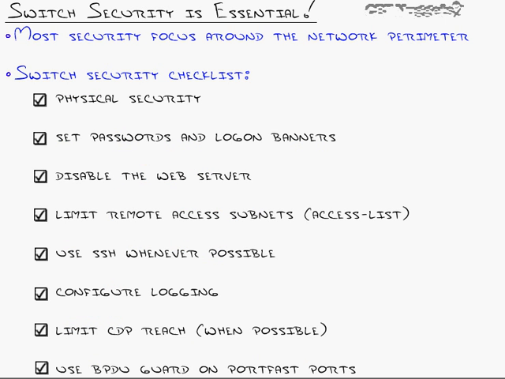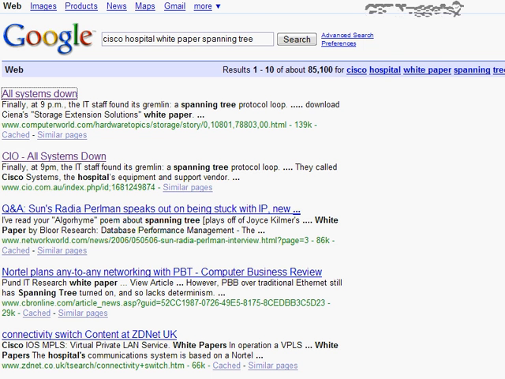Now let's take a turn and look at switch security. Actually, before we do, I want to bring up that hospital white paper I promised I'd find. I sort of found it. I can't find the original paper itself. There was a PDF, and if you find that, that'd be awesome if you could email me. But right on here on Google, I want you to go to Google and type in Cisco Hospital White Paper Spanning Tree. It's a strange string, but that'll find it.